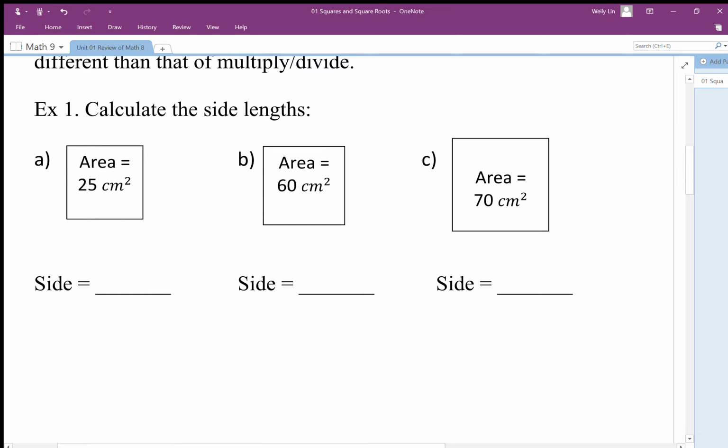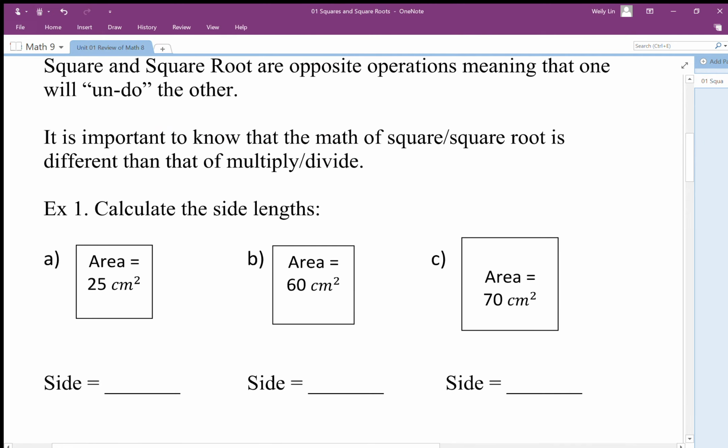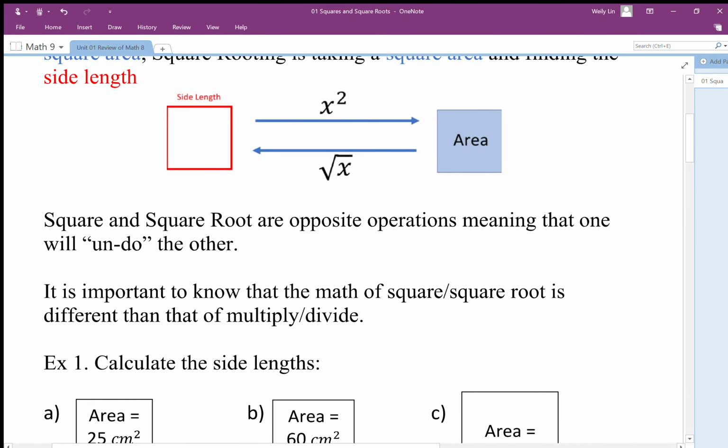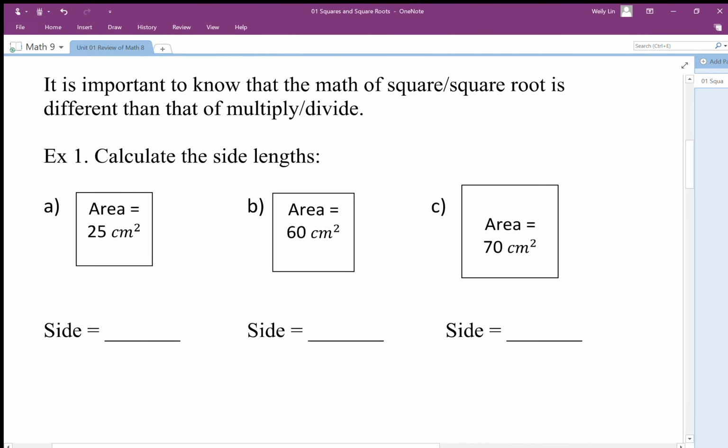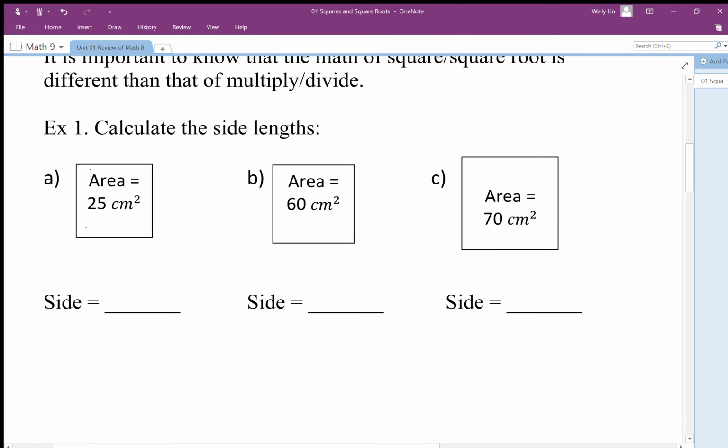So if I have an area of 25 centimeters squared, and I want to find the side length, I'm going to take the area and square root it, and I'm going to get the side length. I can actually draw all 25 squares in here. We can only do this with perfect squares, but I've got 25 squares in here, and I can see that the side length is going to be 1, 2, 3, 4, 5 long. So the side is going to be 5 centimeters long.